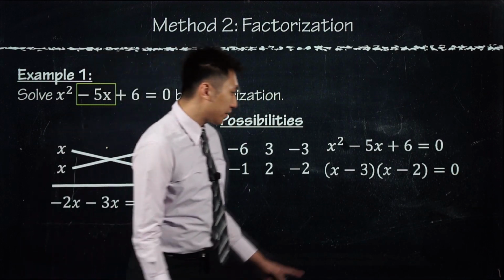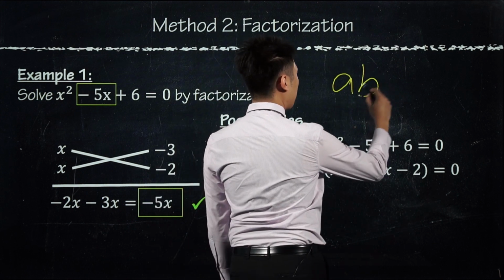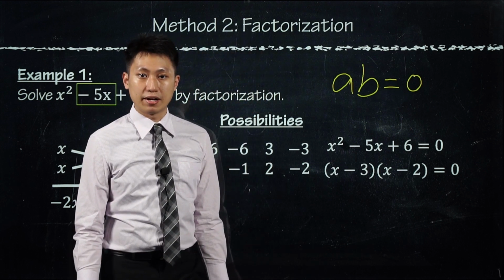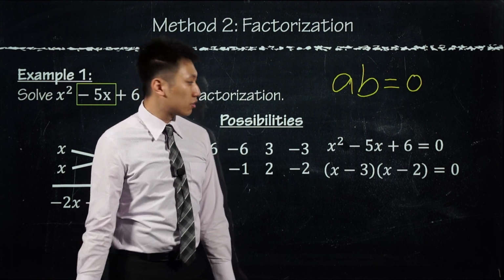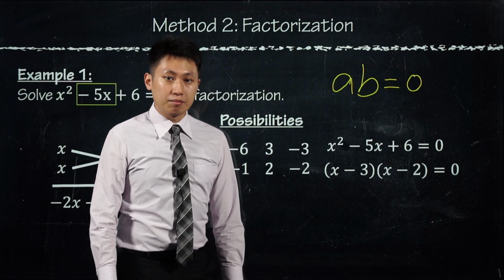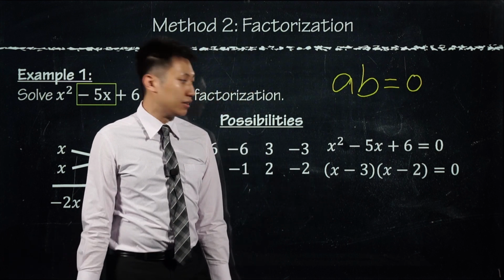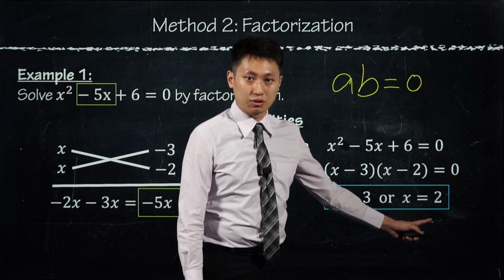Then what does it mean here? You have two things multiplied, you get 0. Let's say you have a and b, you multiply them, you get 0. Then one of them must be 0, right? Either a or b must be 0, or both of them are 0. So for this case, you have a times b equals 0. It means that x minus 3 must be equal to 0, or x minus 2 must be 0. So I have to write x is equal to 3, or x is equal to 2.